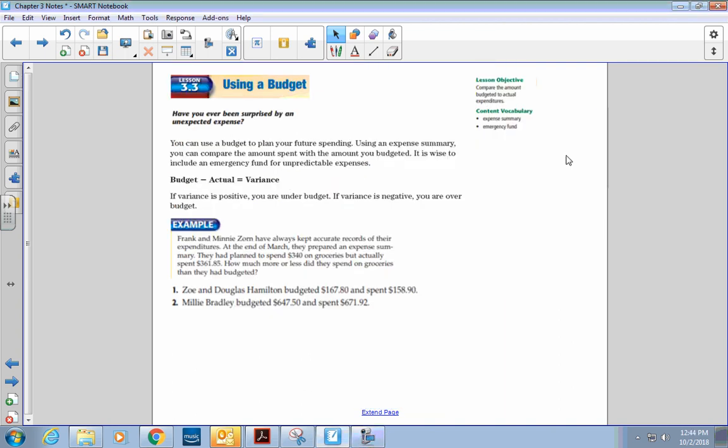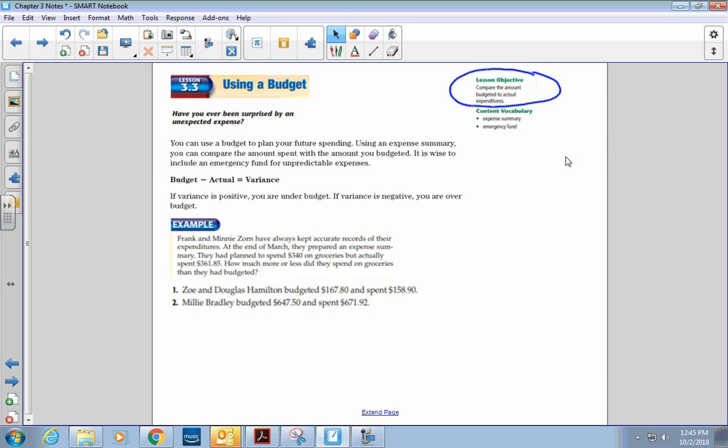All right, lesson 3.3, using a budget. So 3.1 was looking at what we spend every month and getting our averages. Lesson 2 was putting a budget together. And now this is lesson 3 of chapter 3, and we're going to be looking at how we use our budget once we have it set into place. So our learning objective is to compare the amount budgeted to what we actually spent.